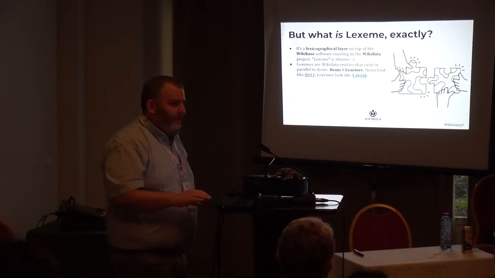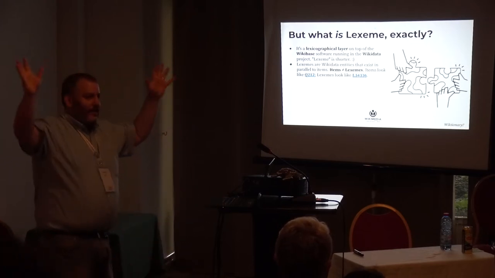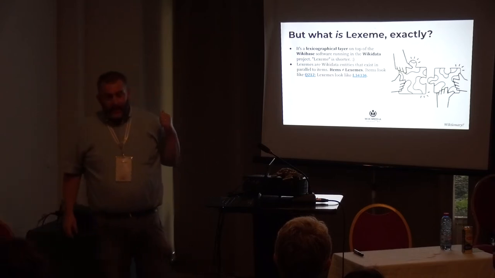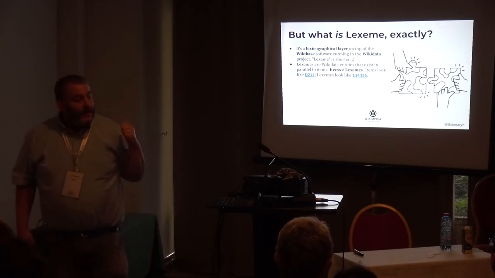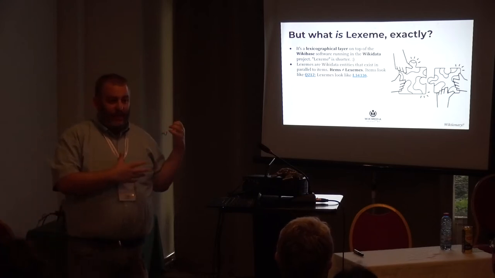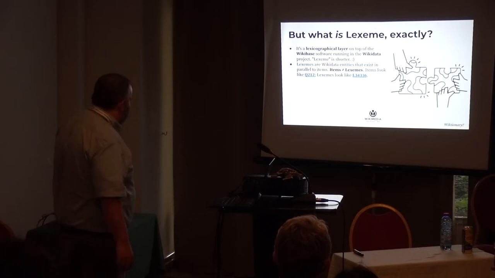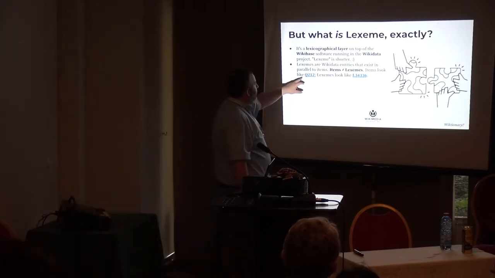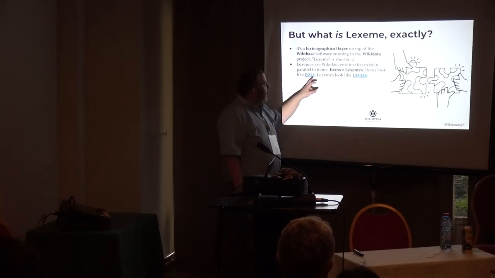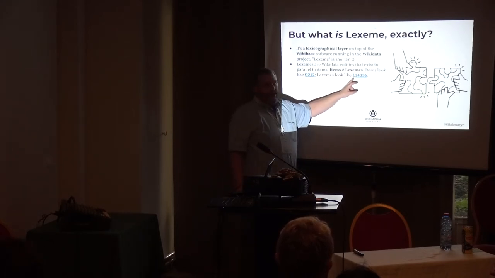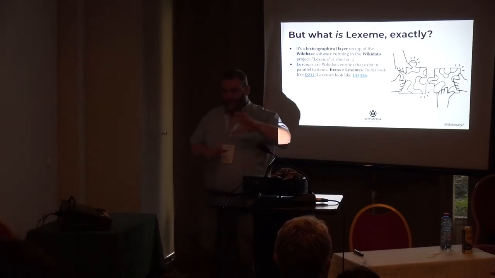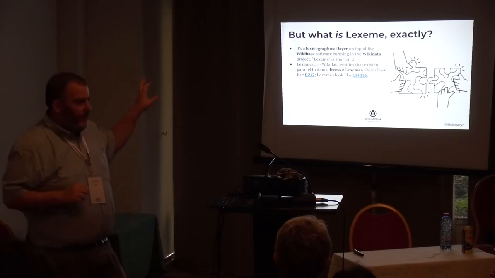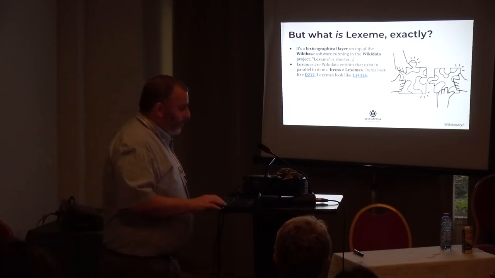And Lexemes, so Lexeme is like the system, but a Lexeme, or Lexemes in plural, are Wikidata entities that aren't items. Wikidata has items, right? But these are new kinds of Wikidata entities, and they exist in parallel to the items. Items look like this, Q212, for example. Lexemes look like this: L and the number. Okay, so it's very easy to tell apart lexemes from items. Items start with Q, and lexemes start with L.